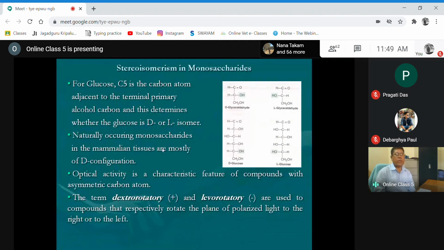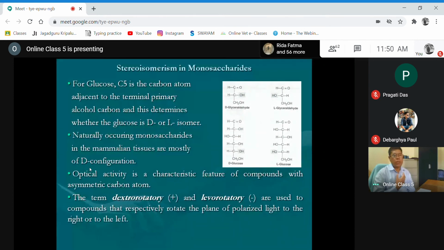Naturally occurring monosaccharides in mammalian tissues are mostly of D configuration. Whatever monosaccharides or carbohydrates are present in living organisms, especially the mammalian system, are of the D form. This is because the enzyme systems present in the mammalian system are specific for D sugars. So they act on these D sugars, or when they synthesize carbohydrates, they synthesize the D configuration sugars.